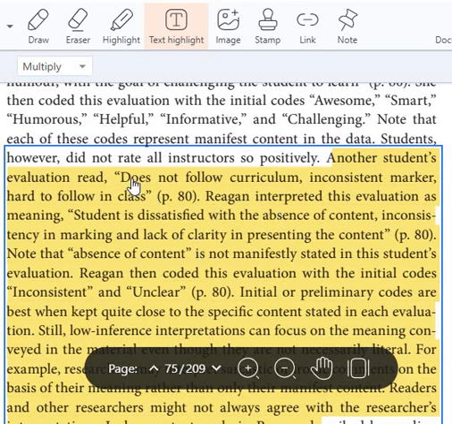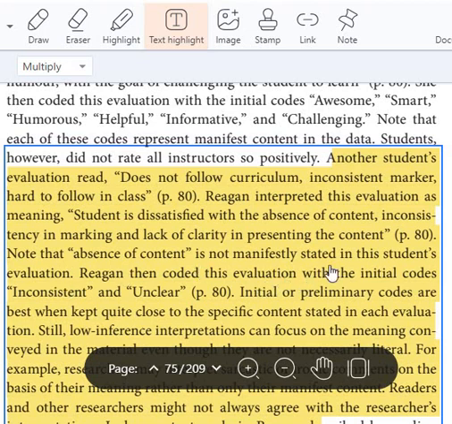It reads that one of the students said, "This teacher does not follow curriculum, inconsistent marker, hard to follow in class." She interpreted this evaluation as negative. She interpreted it as the student being dissatisfied with the absence of content, inconsistency in marking, and lack of clarity in presenting the content. Note that absence of content is not manifestly stated in this student's evaluation. So she invented it. She didn't invent it, actually. She inferred it from the words of the student. That's why she explained it.